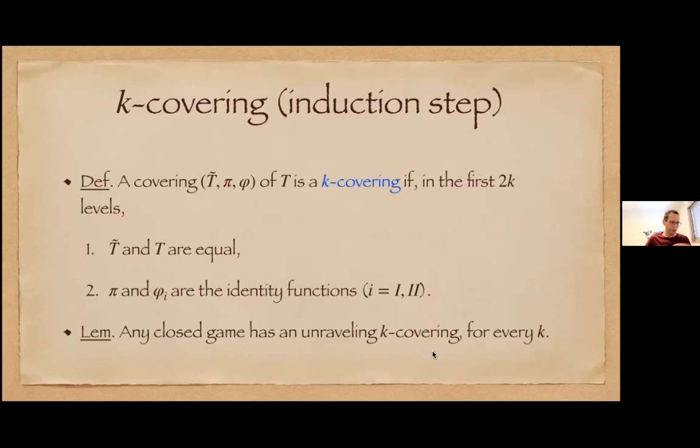And when you collect all these unraveling coverings, and you are forced to play the identity in the first 2K levels, what you get is a K covering that unravels the closed game. Okay.